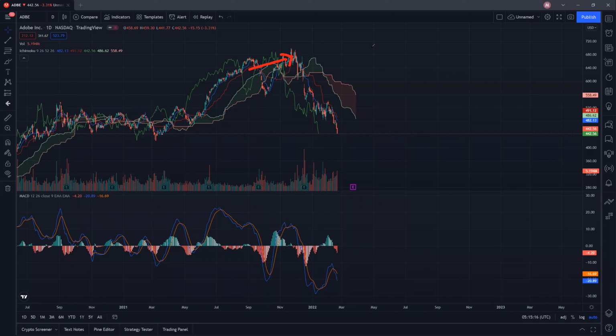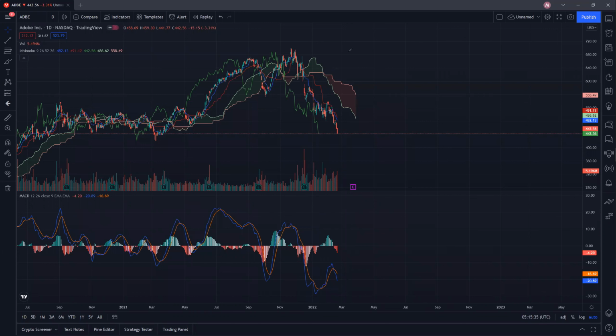Ever since then, we took a hit and never really recovered. It has been downtrending ever since, and we are still below the cloud. When the stock is below the cloud, it's actually very weak. It's downtrending, and currently there are no signs of reversal just yet.